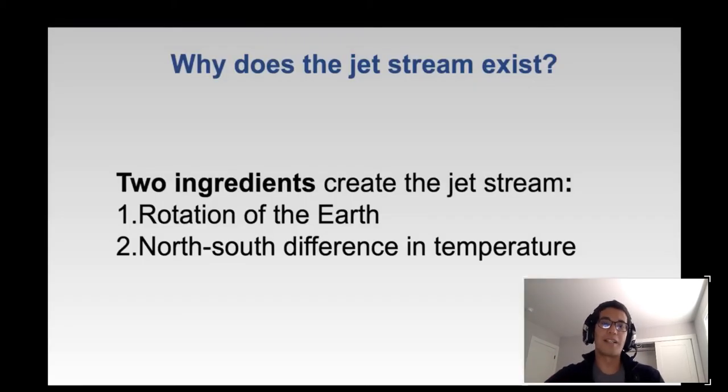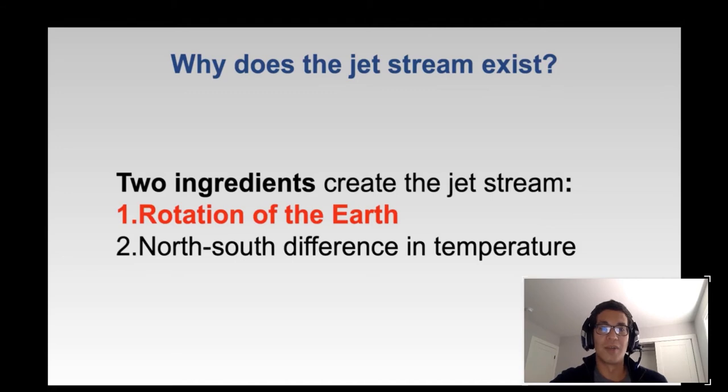So why does the jet stream exist? So we're going to talk a little bit. I'll give you an intro into what creates the jet stream. But there's really two basic ingredients that you need to create a jet stream on our planet. One is the rotation of the Earth. We are on a rotating planet. And then the second is the north-south differences in temperature. So we're going to talk about these one by one here.